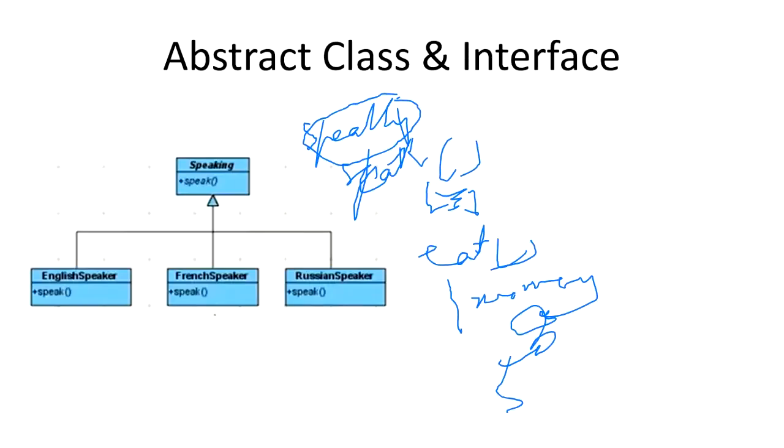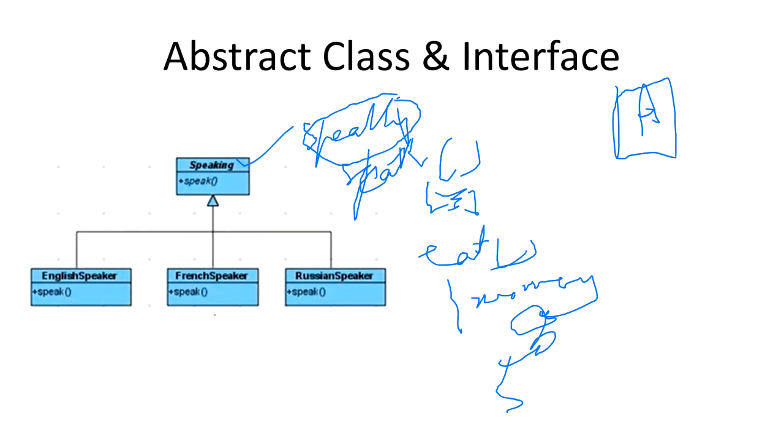But in an abstract class, even if you have 10 functions, eat, sleep, speak, and you have defined 9 functions but still declared one function, then also that will be an abstract class. So if this is a class A, a speaking class, and I have left one function as declared only, I haven't defined it, it will be an abstract class.